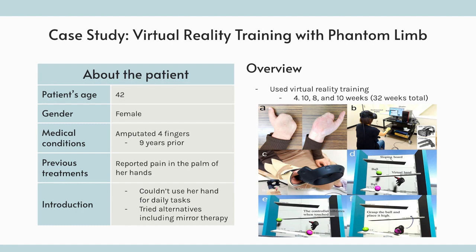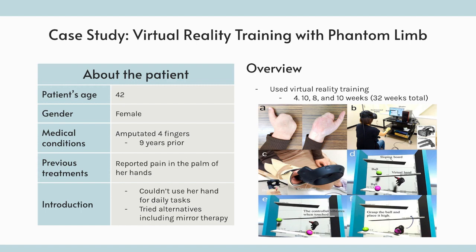It was done on a 42-year-old woman who had 4 of her fingers amputated on her right hand, 9 years prior to this case study due to a work incident. She had reported severe pain in the palm of her hand and could not use her hand because of how much it hurt. She also tried alternative methods before the study, including mirror therapy, which is mirroring the left hand to look like it's her right hand, as seen in the study done by Wasaka and Kakiji.